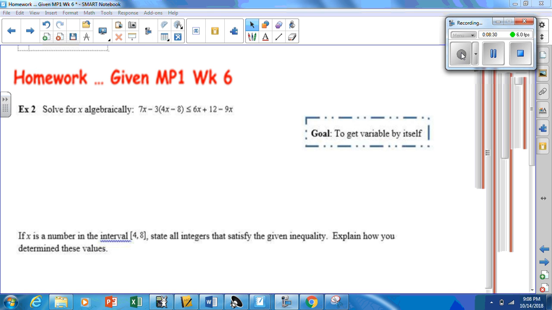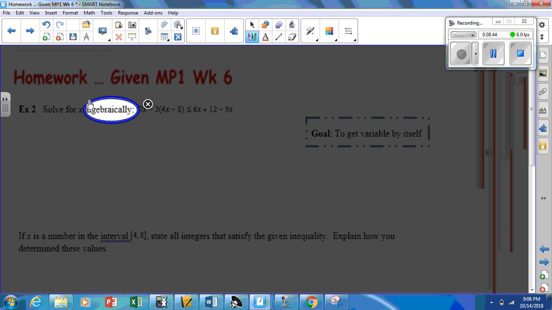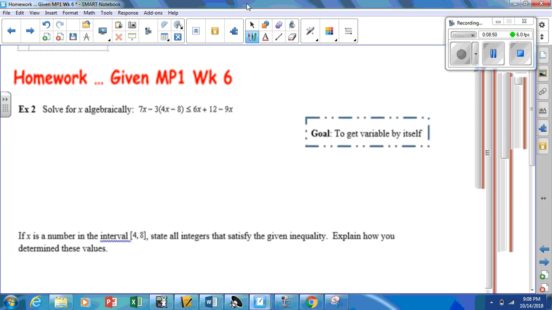Consider our next problem. Here, we're being told to take a pause on the graphing calculator and actually do this the old-fashioned way. They want us to solve it algebraically. Can we do that? Absolutely, we sure can. Let's take a look at the steps that we're going to use.